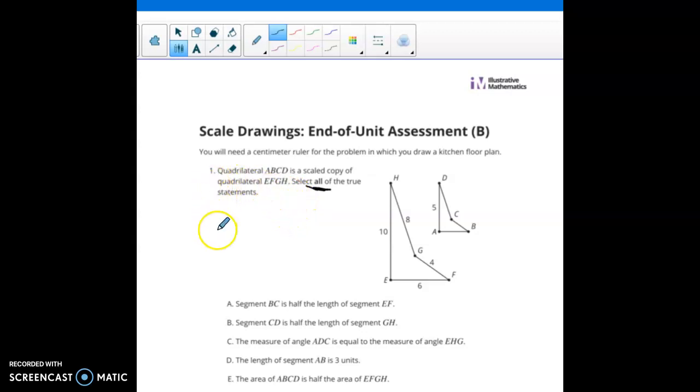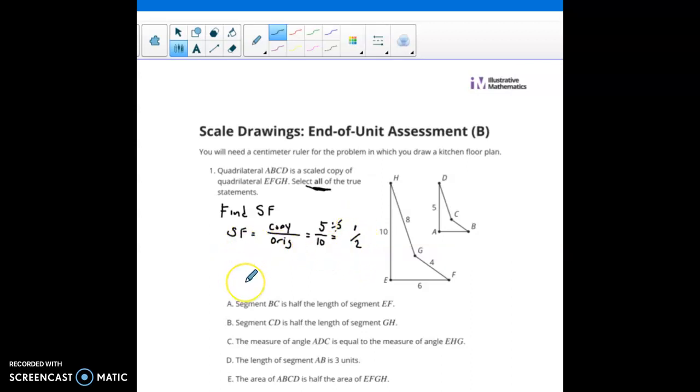Okay, the first thing you want to do in a problem like this is find our scale factor. And to do that, the scale factor is the copy over the original. In this case, we only have two sides that have the same measurement in each one. So we're going to do EH and AD. In this case, the copy is AD, so 5 divided by 10, which if we reduce that, we can divide both of these by 5. 5 divided by 5 is 1. 10 divided by 5 is 2. So our scale factor is 1/2.